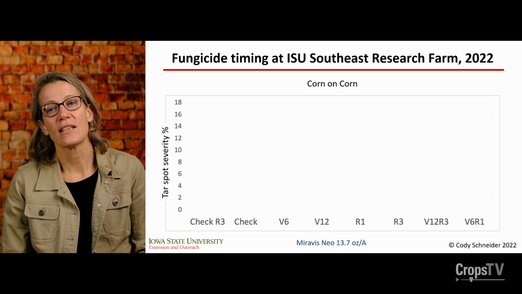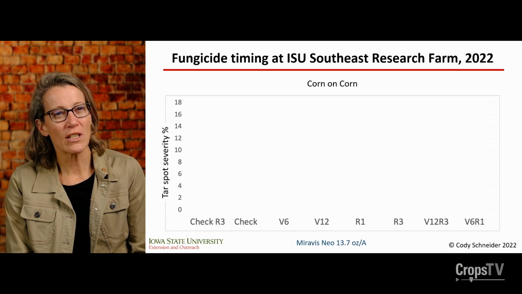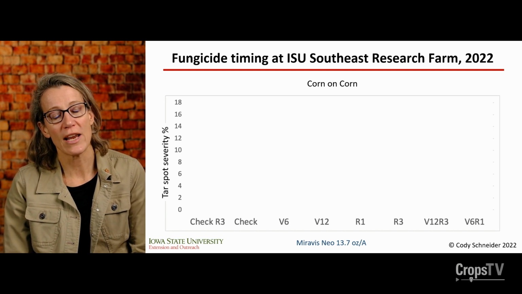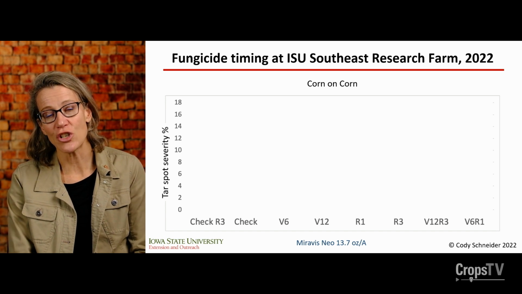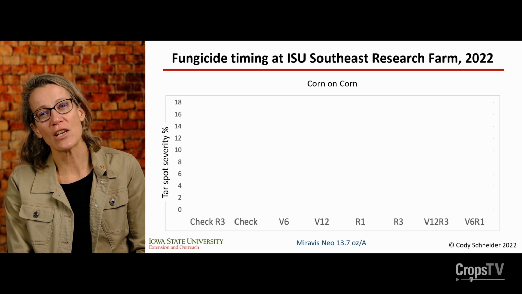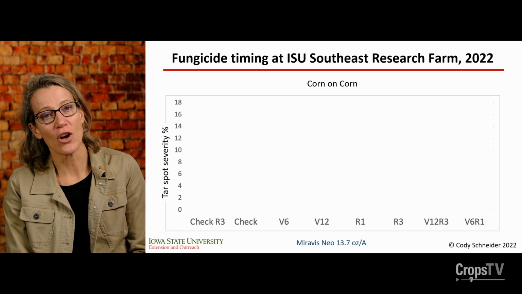Okay, I wanted to show you some data that comes from Cody Schneider, who is the farm manager at the Southeast Research Farm. And this is part of his master's component. And he had some really neat data showing timing of application at 2 trials. So these were both sprayed with Miravis Neo, and you can see the tar spot severity there on the vertical axis, and then you can see when he sprayed. So he sprayed at V6, a single application of V6, single application of V12, single application at R1, a single application at R3, and then a V12 followed by an R3, or a V6 followed by an R1.